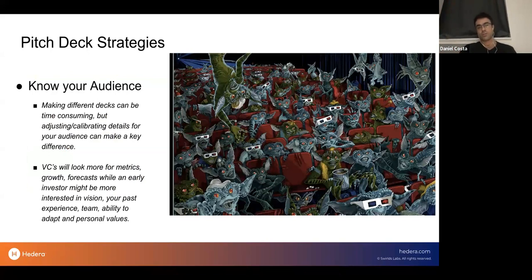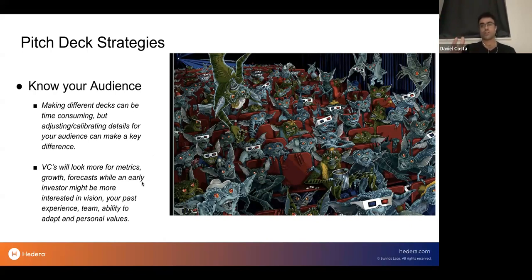Also, pitch deck: know your audience. It takes a little bit of time, but if you have a pitch deck, try to calibrate it according to the people you're going for. Sometimes you have angel investors, sometimes more foundations, other times more venture capitalists. It can be time consuming, but for example, venture capitalists will look more for metrics, growth, forecasts, right?